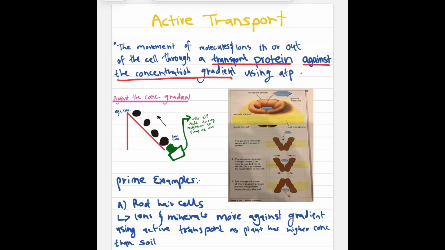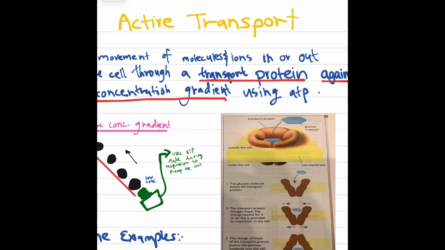Alright guys, so we're continuing with our third part of this chapter, that is active transport. Now let's start with the definition. It says that the movement of molecules and ions in or out of the cell through a transport protein against the concentration gradient using ATP. Now we have learned three new things in this topic. Transport protein, against the concentration gradient, and using ATP.